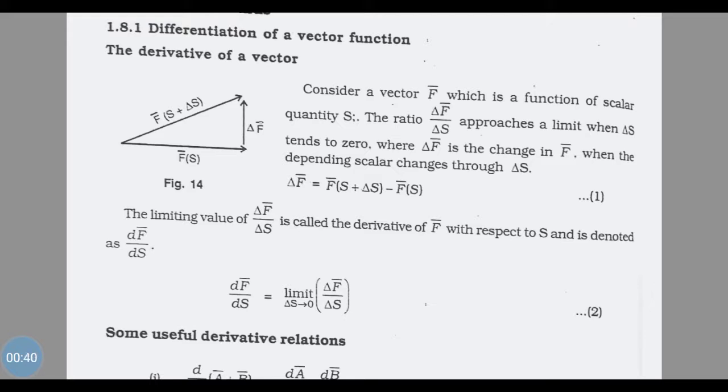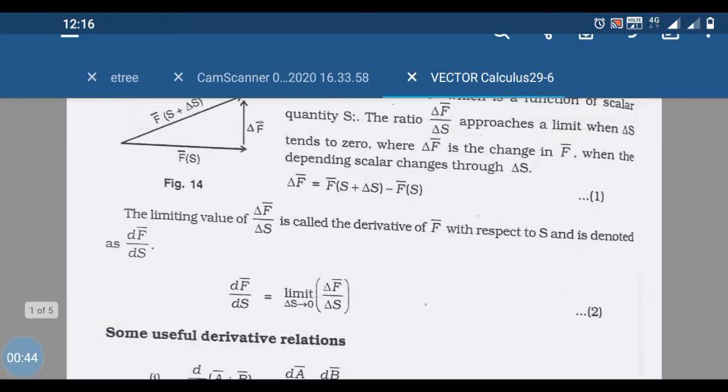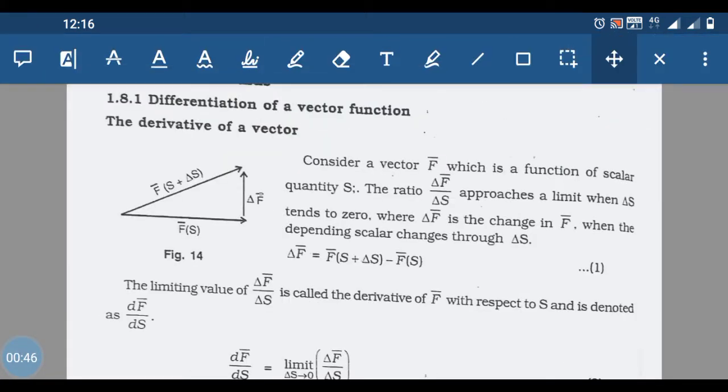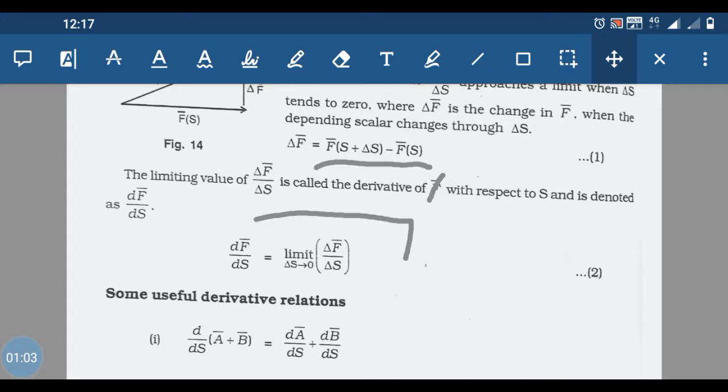Delta f is f of s plus delta s minus f of s, and df by ds is equal to the limit delta s tends to 0 of delta f by delta s. So that definition you already know.